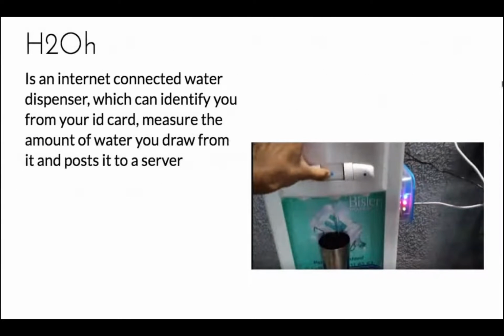This is H2O. H2O is an internet connected water dispenser which can identify you from your ID card. It measures the amount of water you draw from it and then posts it to the server. Very simple application. Instead of having smart water bottles and putting them at all sorts of taps, there is this one smart water dispenser. You go there, tap your ID card and it starts taking in water and posts that to your Fitbit, or wherever you want to see how much water you have. This is the small application which we thought of doing.